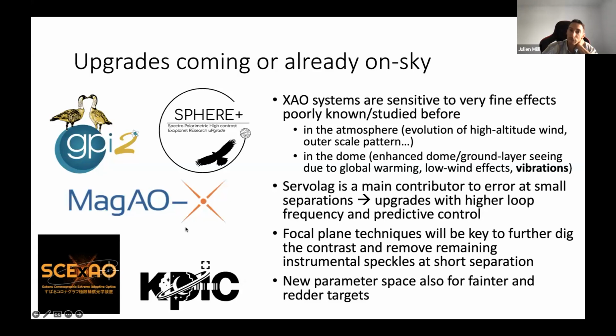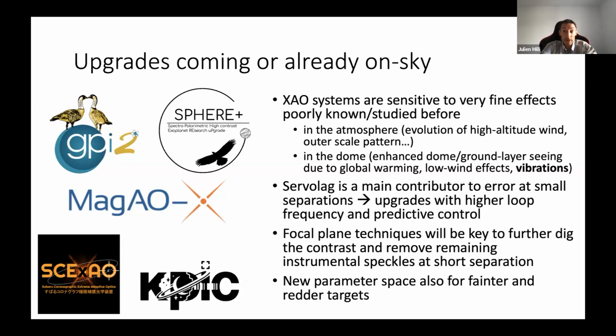Keep in mind also that with these extreme adaptive optics systems, we are now becoming sensitive to very fine effects in the atmosphere that have been poorly studied or even unknown before. We mentioned the low wind effect. There is also the high altitude wind, some outer-scale effects. Or in the dome, there is some enhanced ground layer or dome seeing due to global warming that we've been monitoring on SPHERE. Some vibrations, so I didn't have time to talk about vibrations, but it's also an issue.